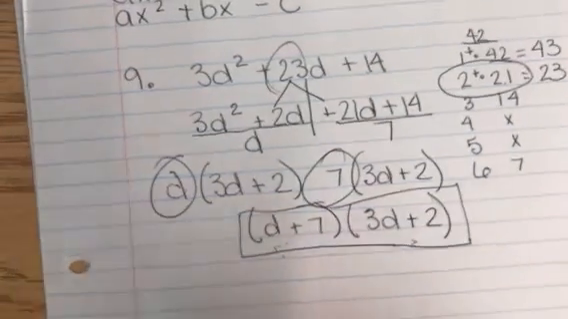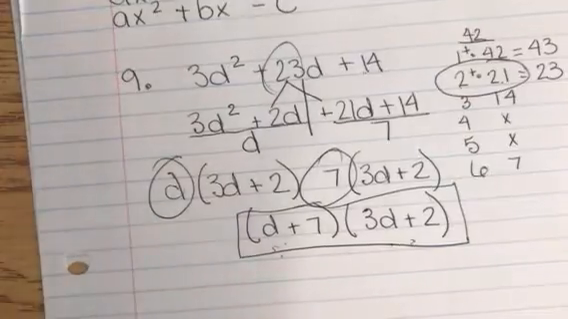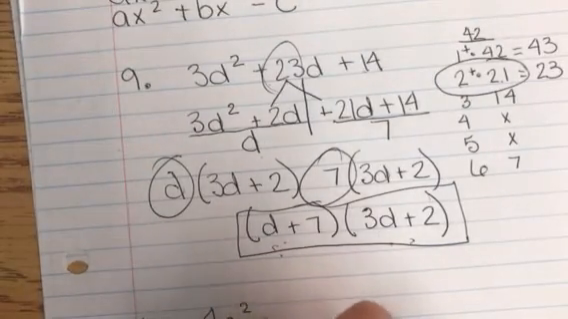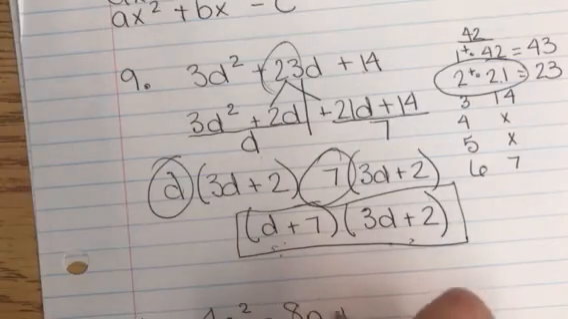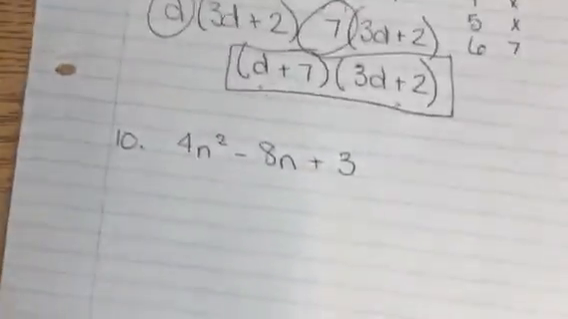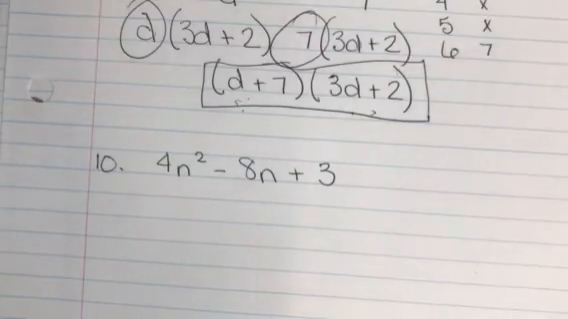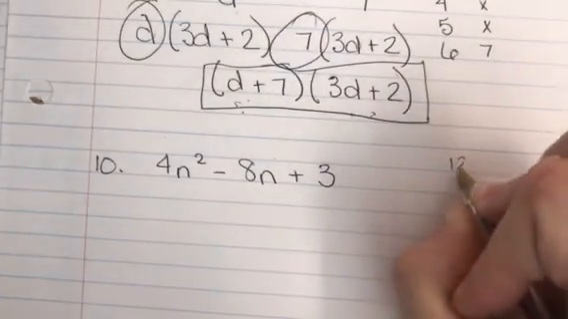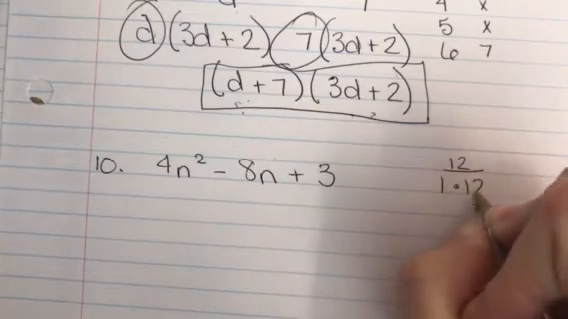Okay, so let's also look at 10. Like I said, I want to consider that negative in there. So this one says 4n squared minus 8n plus 3. So we're going to multiply a times c, which gives us 12. So we're going to start making our list.